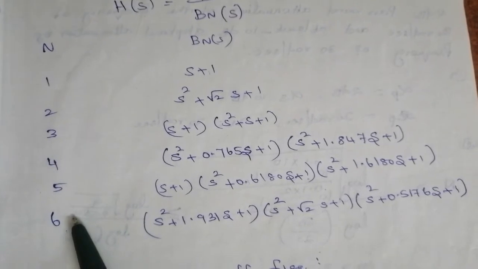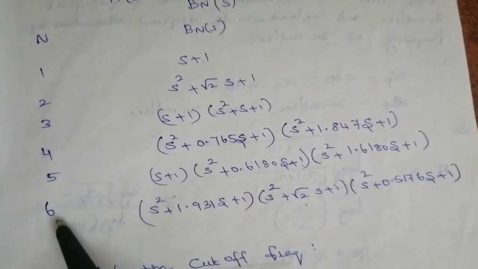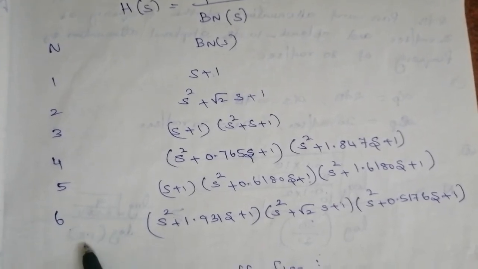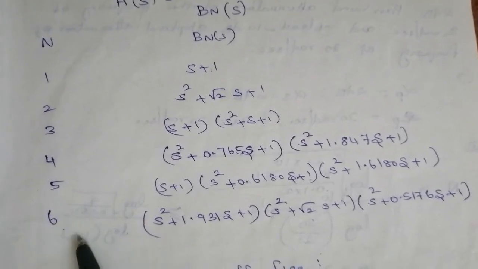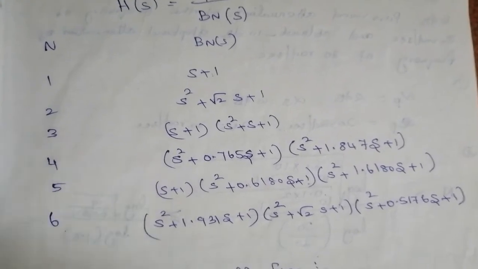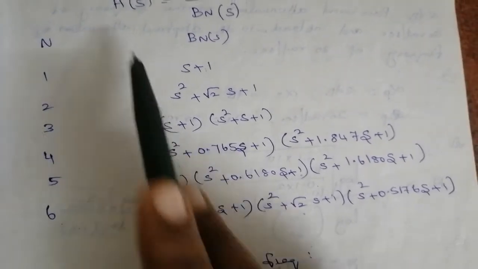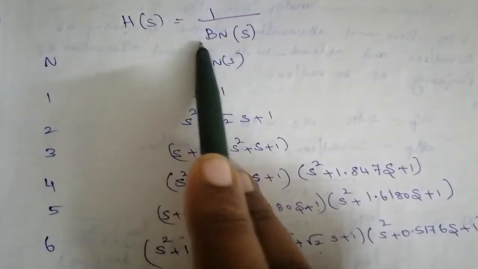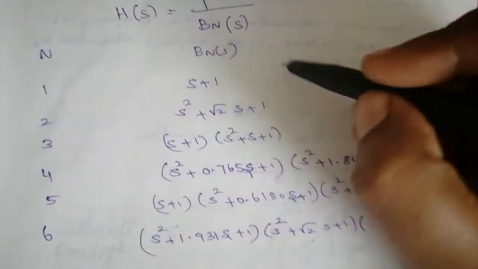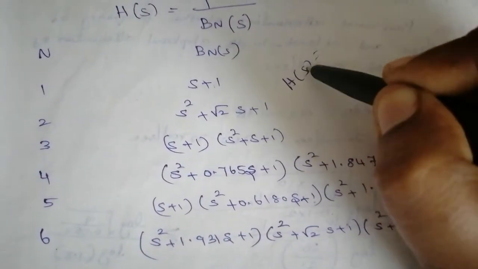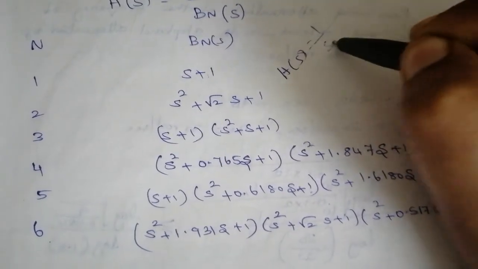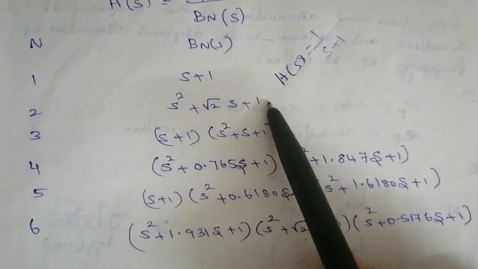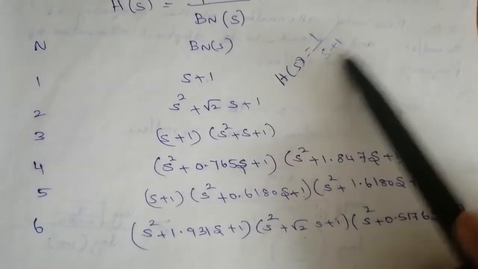Likewise 4, 5, 6. So it goes up to all numbers, but we have stopped at 6 because the maximum order of the filter is 6, right? So first find the order of the filter, then find the transfer function H(s) equal to 1 divided by that polynomial. If n equals 1, the transfer function equation H(s) is 1 divided by s plus 1, right? So if n equals 4, then H(s) equals 1 divided by this polynomial equation, right?